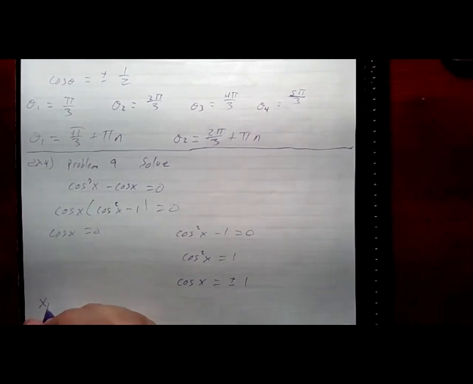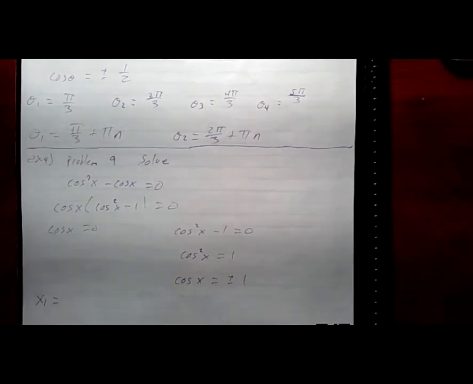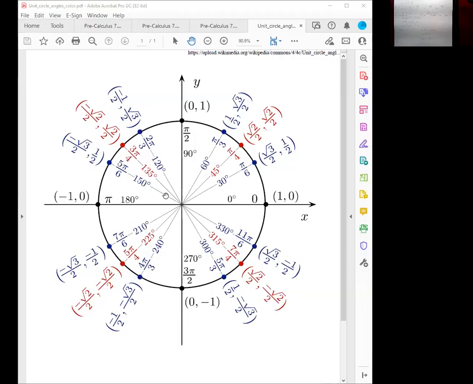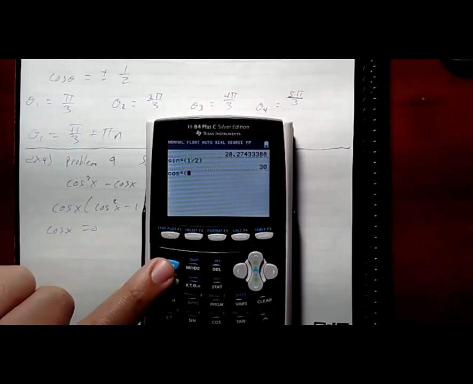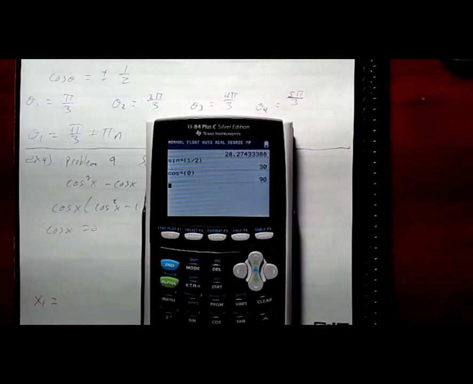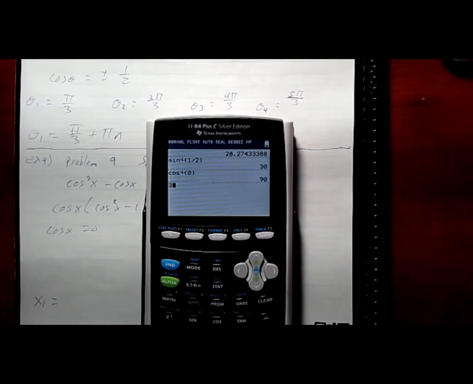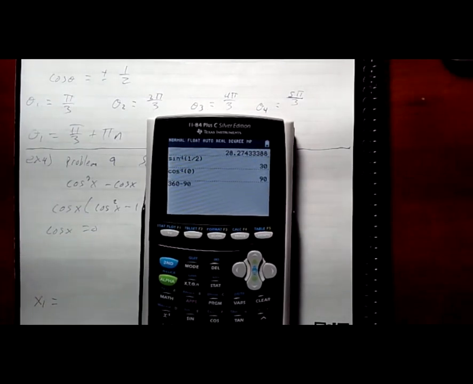So the first angle, x1, let's look at the circle. What makes the x value 0? That's going to be pi over 2 and 3 pi over 2. Now if you would have used the calculator, let's say it wasn't a pretty number on the circle, you would have said cosine inverse of 0. Then you would have got 90 degrees. And then you do 360 minus that answer to get the other one.